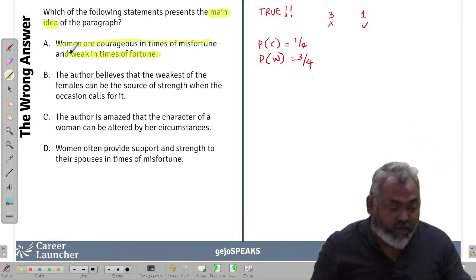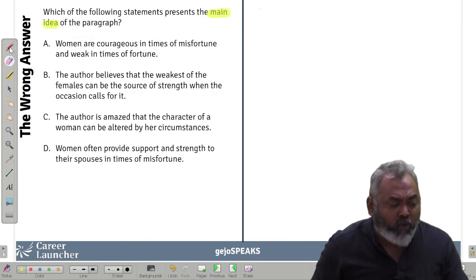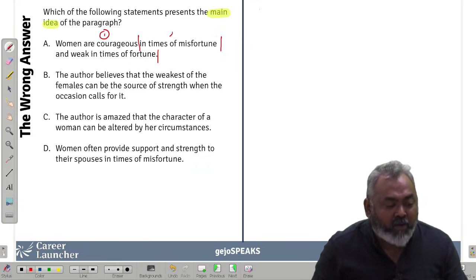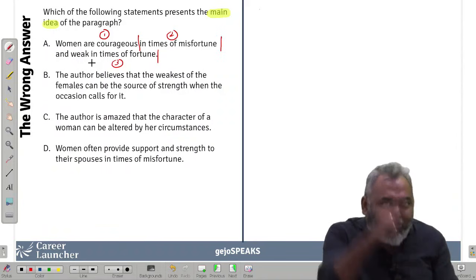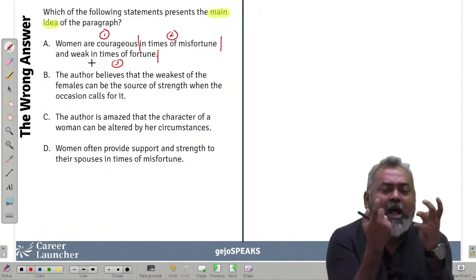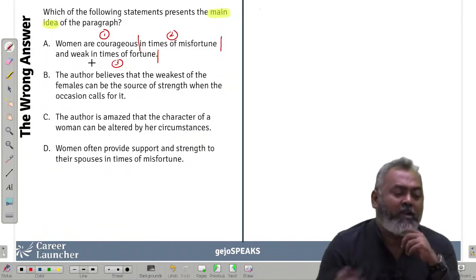Okay, let's look at this answer choice here. What I actually want to do when I evaluate answer choices is break it into parts. So let's say: women are courageous in times of fortune and weak in times of misfortune. So you have part 1, part 2 and part 3, and evaluate this thing. Obviously, I'm not asking you to draw this line and evaluate. I'm just saying to look at this in small parts and evaluate.